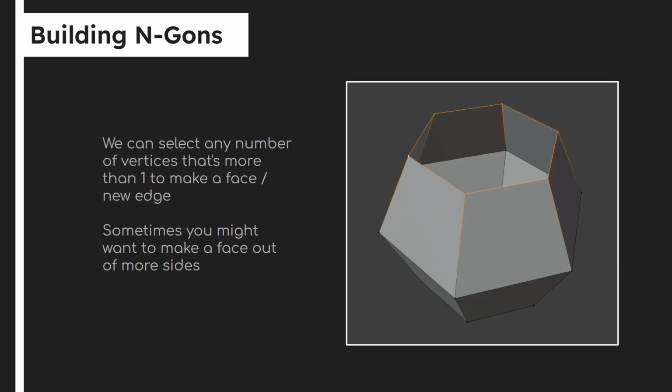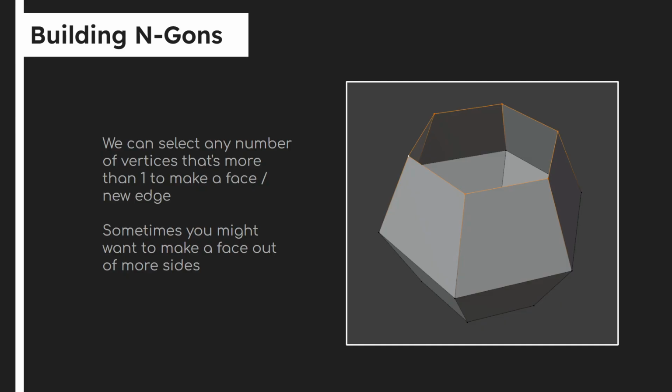Okay. So we can select any number of vertices to make a face except for one. So we can select 2. What do we think we get if we connect 2 vertices with F? Yeah? We get an edge, right? So when we connect just 2 vertices, we're getting an edge, not an entire face.